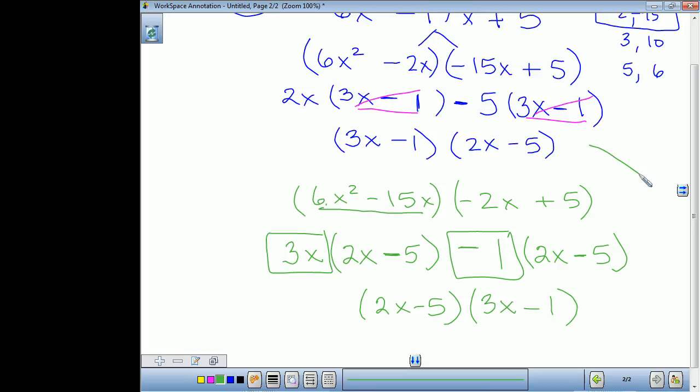All right. How do those two compare? Are they the same thing? Yeah, they are the same thing. Just the order of our parentheses. The binomials are switched, but we have the exact same binomials. 3x minus 1, 3x minus 1. 2x minus 5, 2x minus 5. We got the exact same answer, just the order of our binomials is reversed.